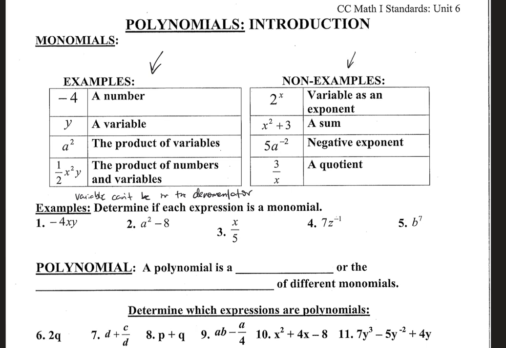Over here, your non-examples, well, we have exponential equations. You have sums. Okay, whenever you have a sum, or I'll add in here, or difference. Okay, if you're adding or subtracting, that's no-go with monomials. Negative exponents, because that puts the variable in the denominator. And a quotient. Again, variable in the denominator. Okay?